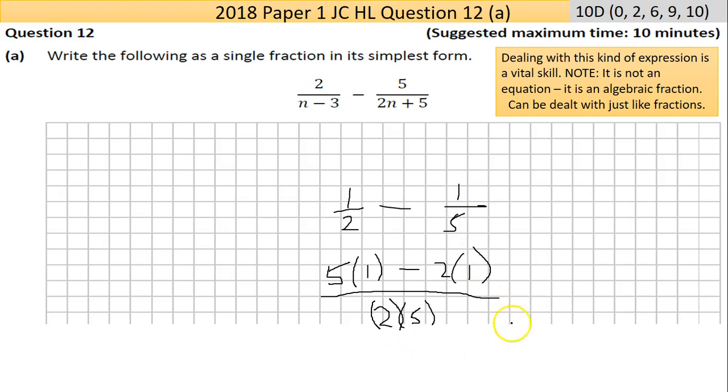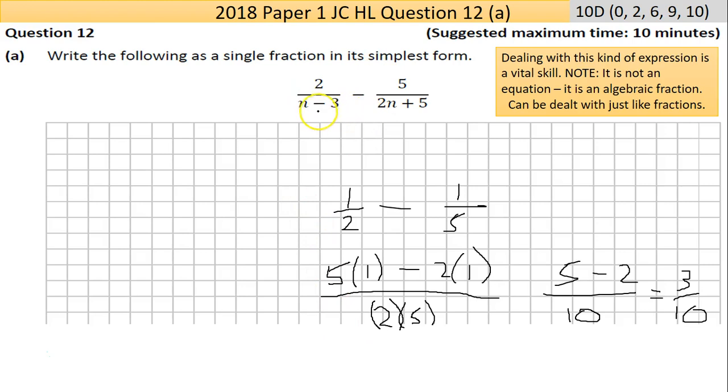Now 5 times 1 is 5, over, you can multiply them together if you want, 2 by 5 is 10, you don't have to. Minus 2 ones is 2, which gives us an answer of 3 over 10. And that's how you subtract a fraction.